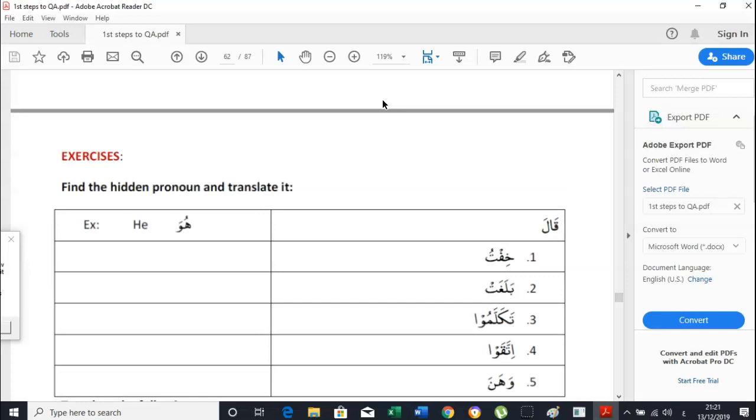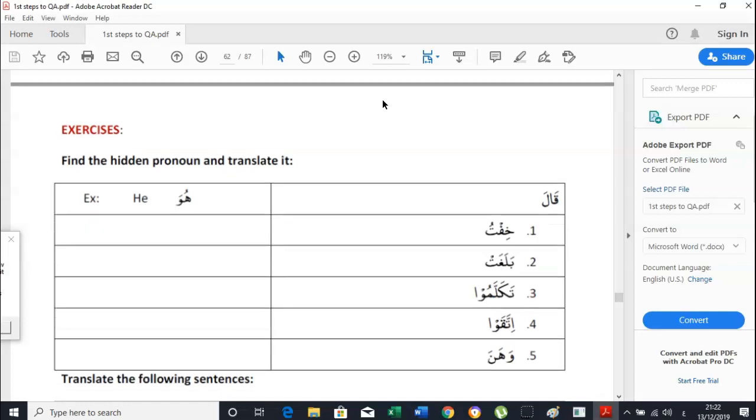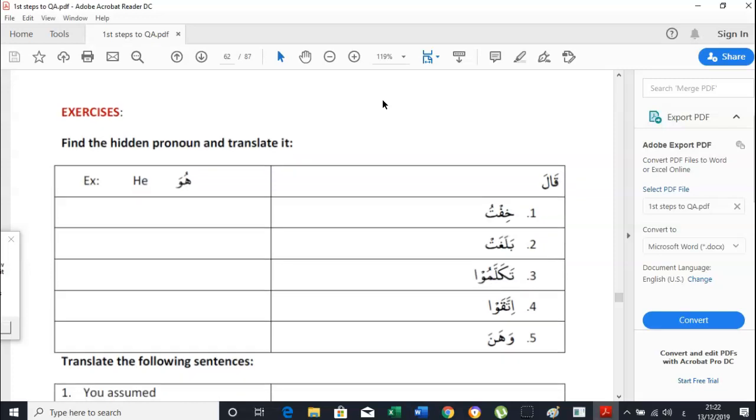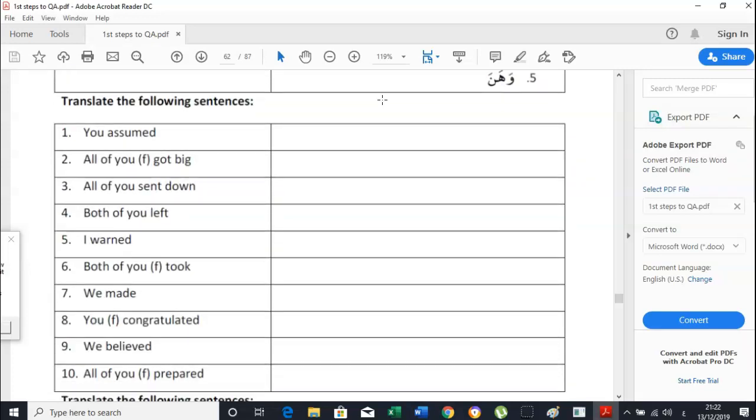So when we say huwa nasara, huwa is actually hidden inside nasara. Ana nasartu, ana is actually hidden. Khiftu is ana. Yeah. Okay, then translate the following sentences from English to Arabic.